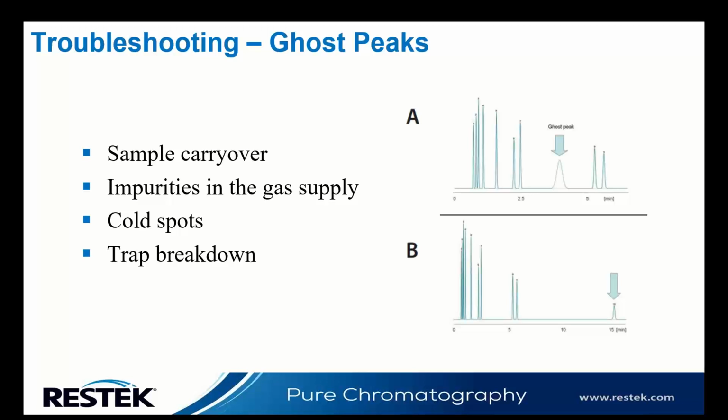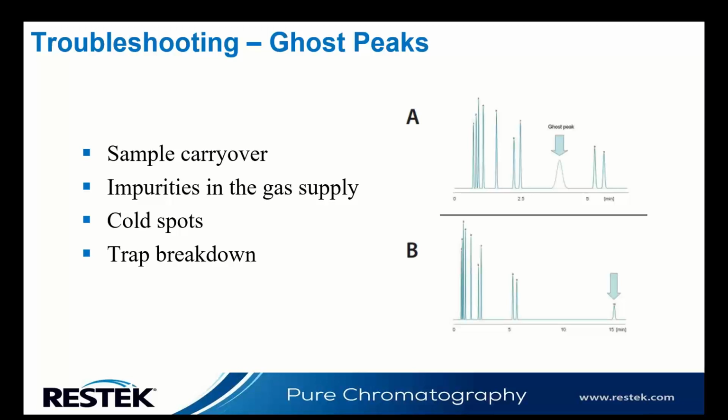Now, with ghost peaks, you can have siloxanes, and that's your septum. You can also have the Viton O-ring, and that's mass to charge 277. It's triphenylphosphine that comes out, and so that's another thing that you can look for.